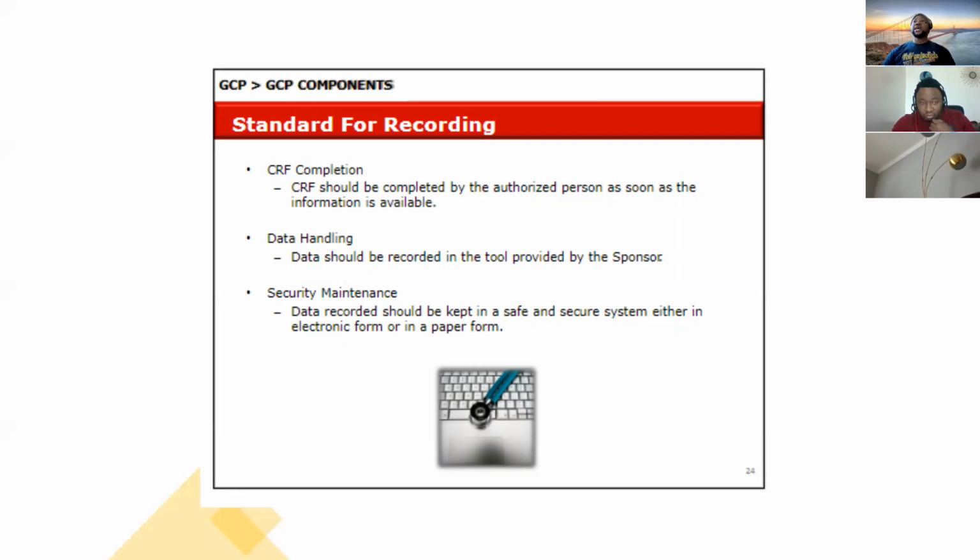Data handling. Data should be recorded in a tool provided by the sponsor or the manufacturing company, and security maintained. The data recorded should be kept in a safe and secure system, either electronic or in paper forms. There are some sites that are still using paper forms. So what they typically do is they will have a room like this, a research office. They keep their binders on shelves, and the door will be locked to make sure that only people who are authorized have access.